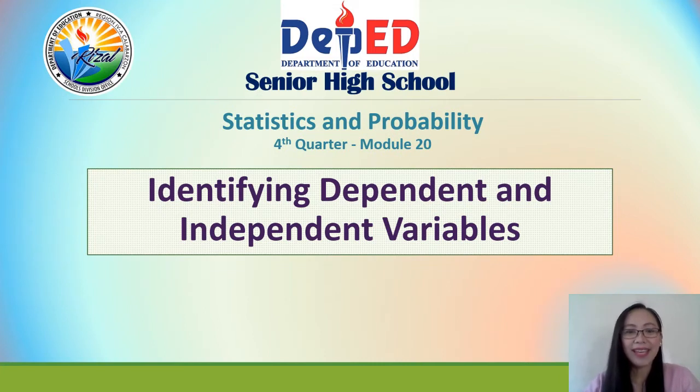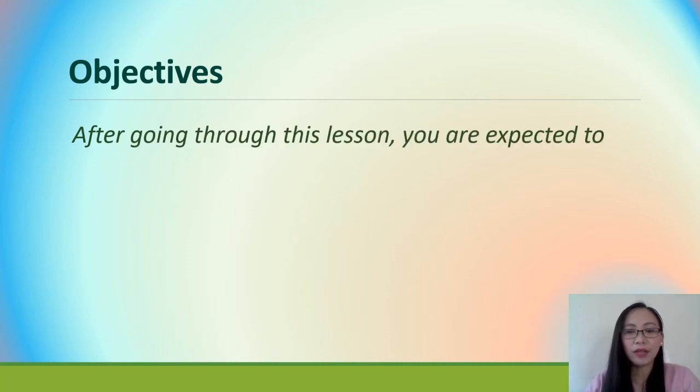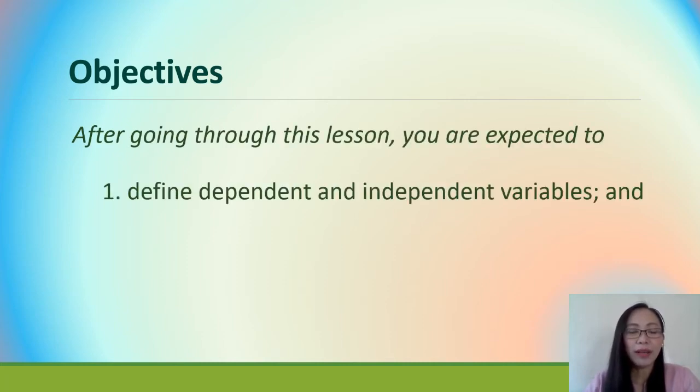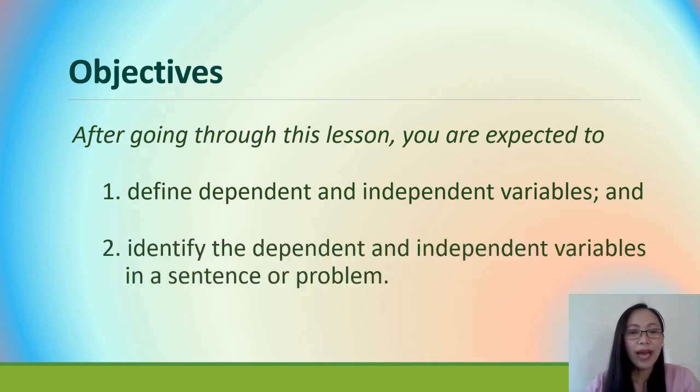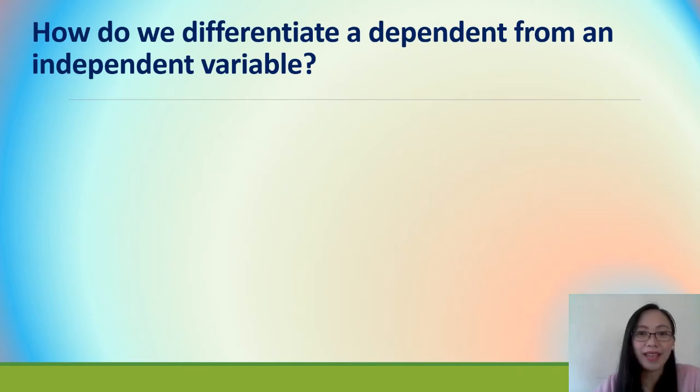Our topic today is identifying dependent and independent variables. For our objectives, after going through this lesson, you are expected to, number 1, define dependent and independent variables, and number 2, identify the dependent and independent variables in a sentence or problem. Now, how do we differentiate a dependent from an independent variable?